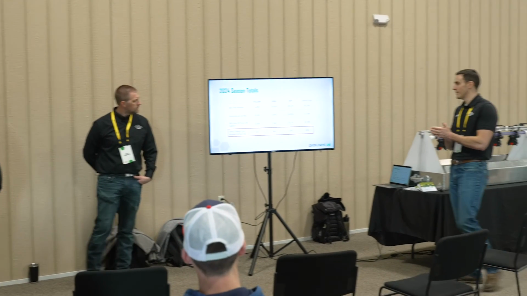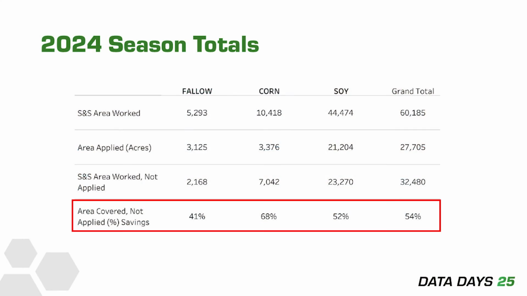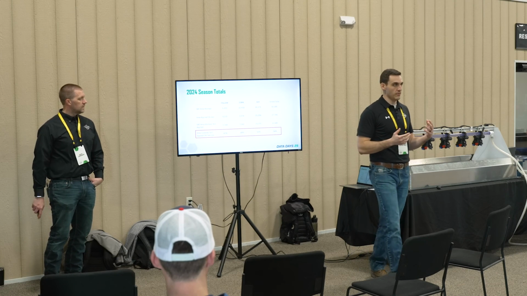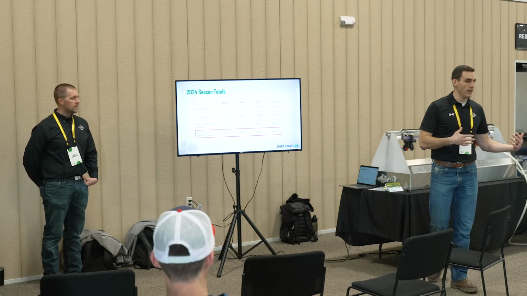So kind of just a snapshot of what we've seen just within C&B customers using the See Spray system last year. We had just over 60,000 acres total covered with the See Spray system. That's not necessarily applied, but they had the See Spray system turned on and they were going through the field looking for weeds, doing that targeted application. We saw an average savings of about 54% across that entire 60,000 acres. So just over half of all those acres was actually not applied, versus applied.